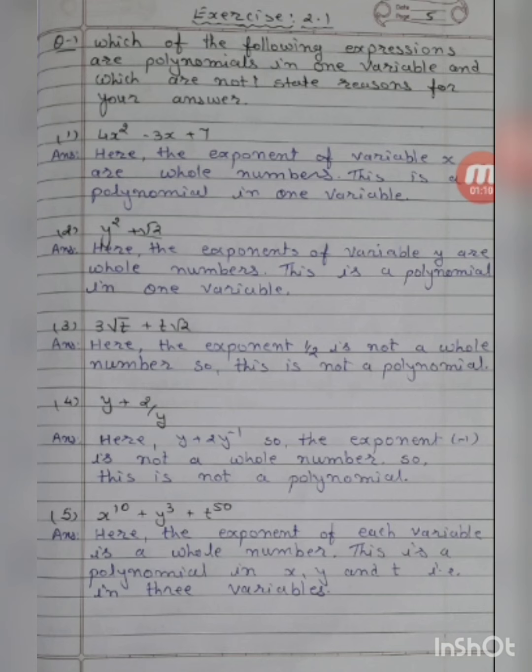Fifth one, x raised to 10 plus y raised to 3 plus t raised to 50. Here the exponent of each variable is a whole number. So this is a polynomial in x, y and t, it means in 3 variables. This polynomial is in 3 variables.